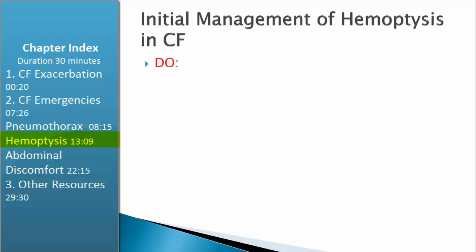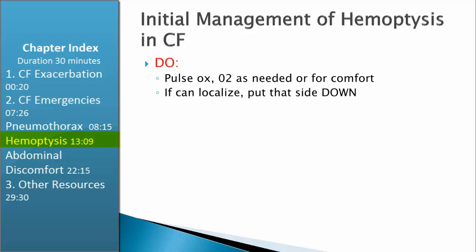The initial management. The first thing you want to do is put a pulse ox on the patient if they're having significant hemoptysis, and you can try supplemental oxygen as needed or for comfort. If the patient can localize the bleeding, you should put that side down. This has two main effects. The first is that it can tamponade the bleeding, and the second is that it prevents spillover into the other lung. However, if the patient is really uncertain, or if your exam doesn't match this, you might want to just leave them upright. You should send off labs including a CBC, coags, and a type and screen.